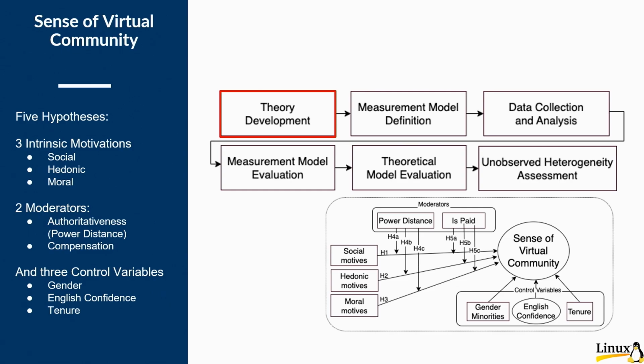So we are starting by creating the theory, and from the literature, we investigated which are the intrinsic motivations that can be associated with developing this feeling of sense of virtual community. Besides that, we also used moderators, which are factors that can dampen or increase the association between the motivations and the sense of virtual community. And we also used 3 control variables: gender, English confidence, and tenure.